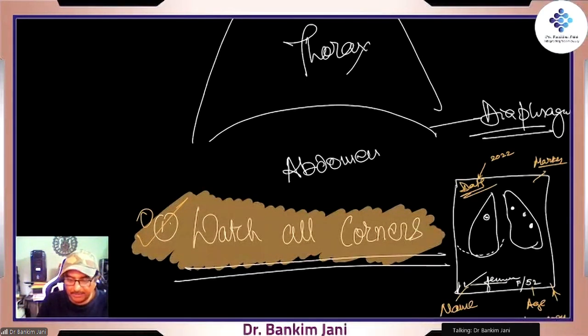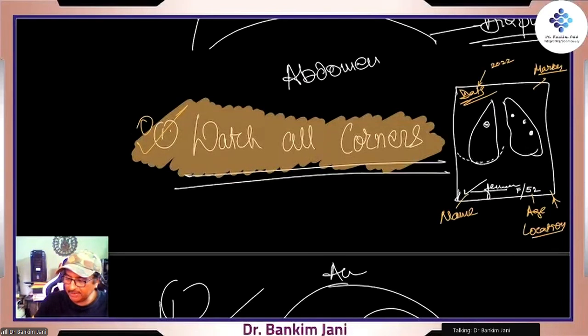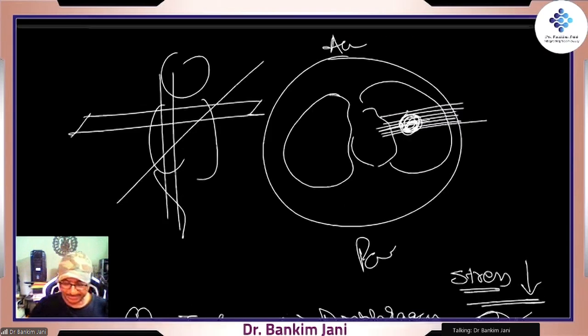So this is the thorax, this is the abdomen, this is the diaphragm. Whenever you are watching any X-ray, I say this is the golden sentence: watch all corners. This is where you'll see the date and the marker, whether it is the right side or left side, and many times you'll get the name, age, and location. Especially with those curly B lines, which will come later. We saw that. These are the points where we say watch all corners so that you don't miss anything.